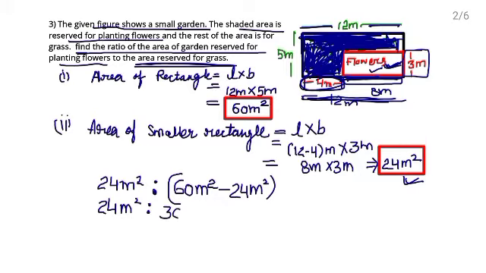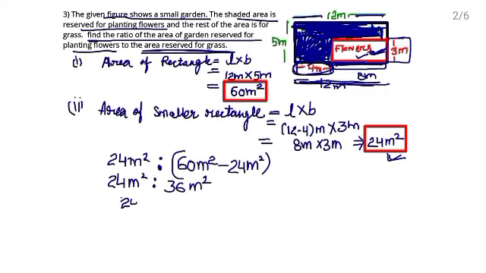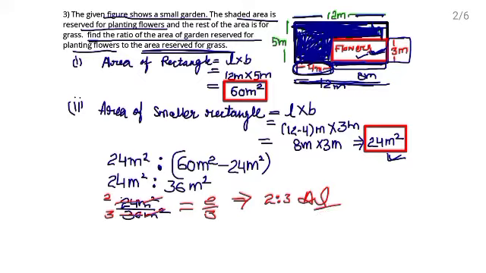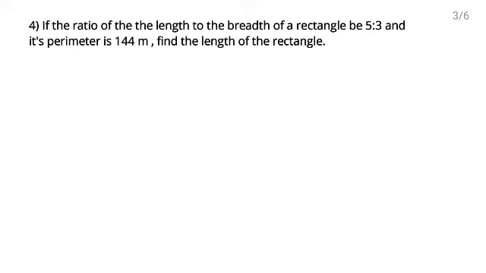36 meter square. So this can be written as 24 meter square upon 36 meter square. Meter square to meter square cancel out. Both numerator and denominator are divisible by 12. So cut it. 12 2s are 24, 12 3s are 36. So this is equal to 2 upon 3, and in ratio this can be written as 2:3. This is your answer.